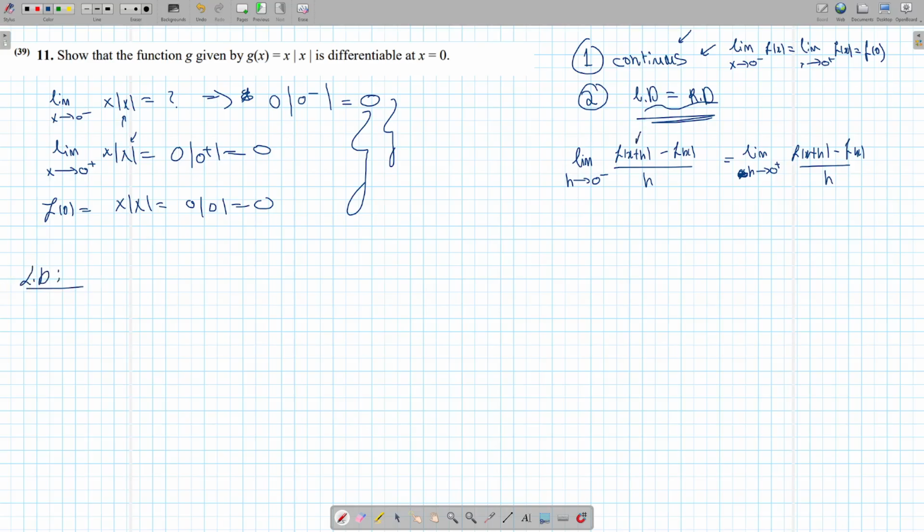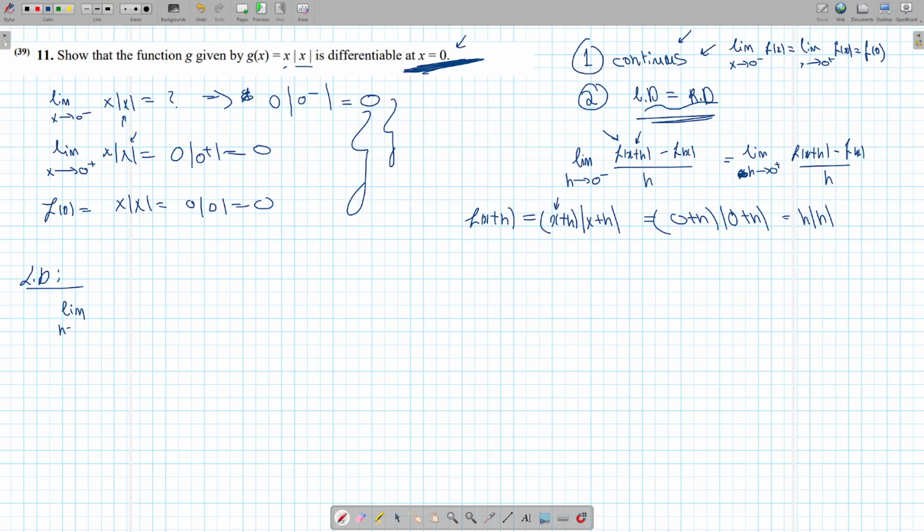What's f of x plus h? I told you, always find f of x plus h first. Instead of x, you have x plus h. So x plus h times absolute value x plus h. Let's put it here. What is my x value? We're checking at what point? 0. So it's going to be 0 plus h, absolute value 0 plus h. Which is just h absolute value h, isn't it? Yeah. So that's for the left differential. We now apply the rule.